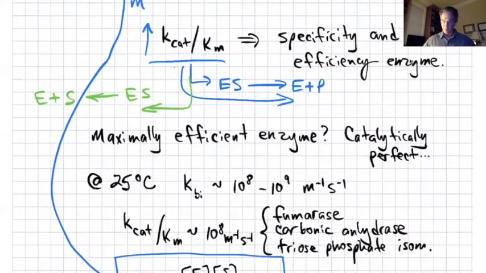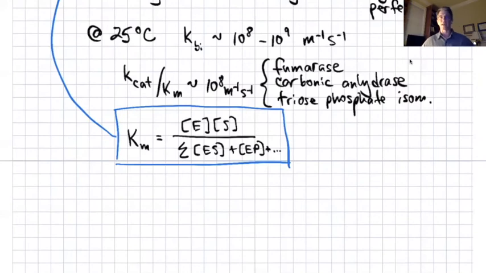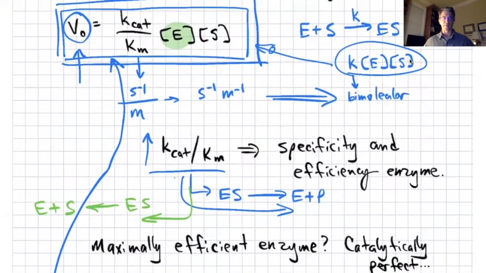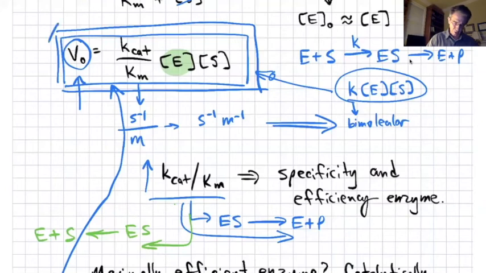In other words, by using this definition for Km and going through a fairly simple derivation, it is possible to show that this expression for kcat over Km, or the relationship between the reaction rate and free enzyme, applies at all substrate concentrations, not just at these super low concentrations.